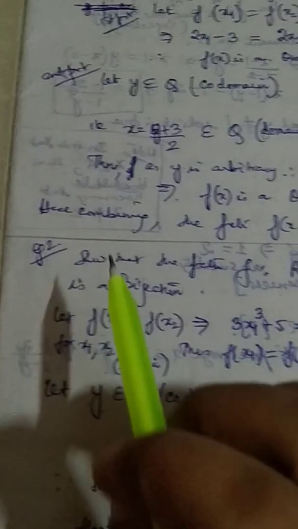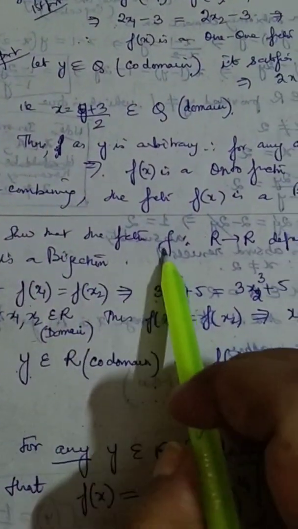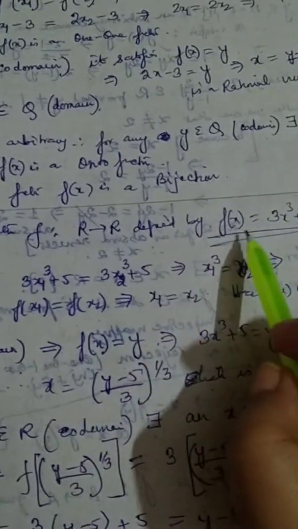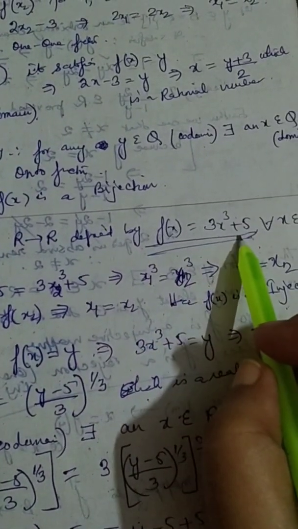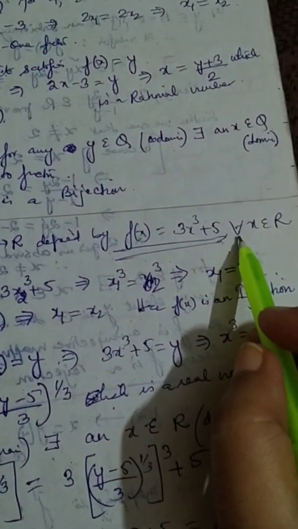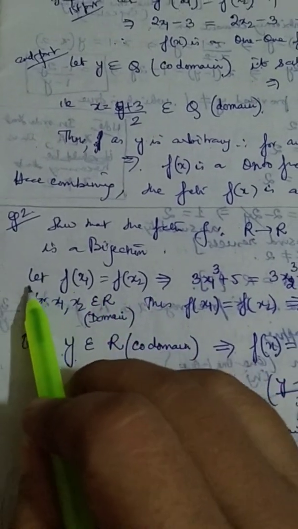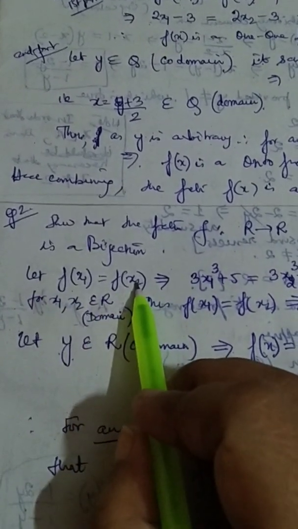Okay, we move on to the next one. Show that the function f from R to R, that is from real numbers to real numbers, defined by f(x) is equal to 3x cubed plus 5 for all x belonging to R is a bijection. So again we will show that it is 1-1 onto. We will assume that f(x1) is equal to f(x2).